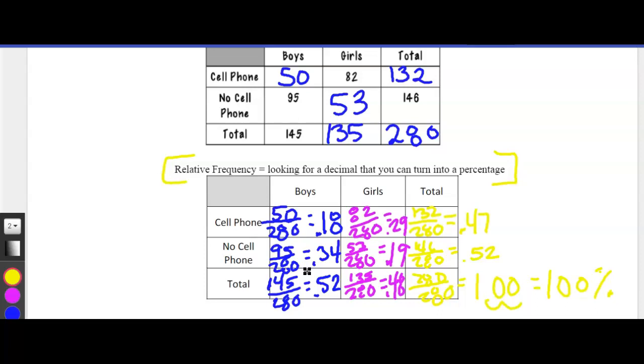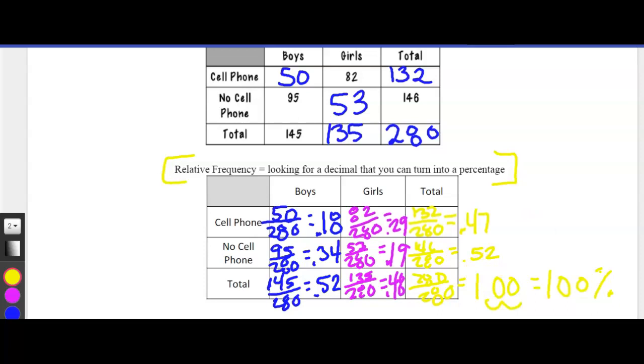And that's because we've had to round. So here's an example. 0.47 plus 0.52 equals 0.99 or 99%. But guys, 99% is really close to 100%, so don't stress out. Just know it's not perfect because we had to round these decimals.